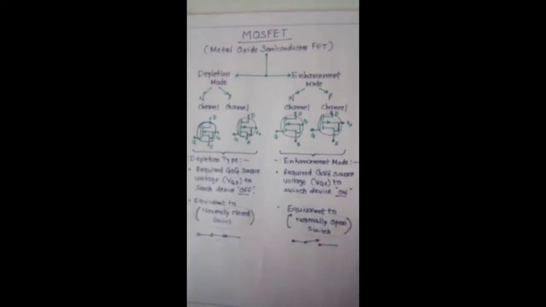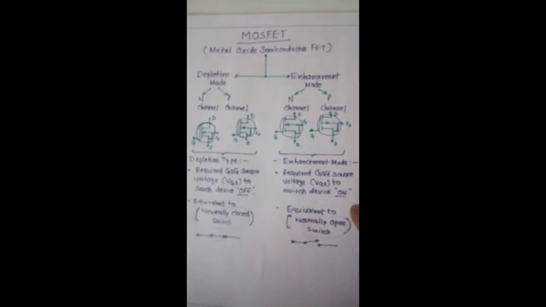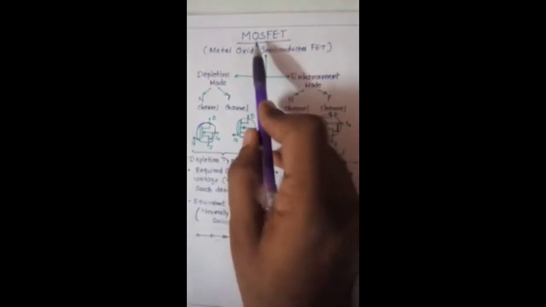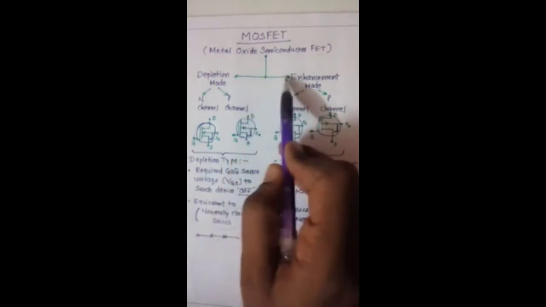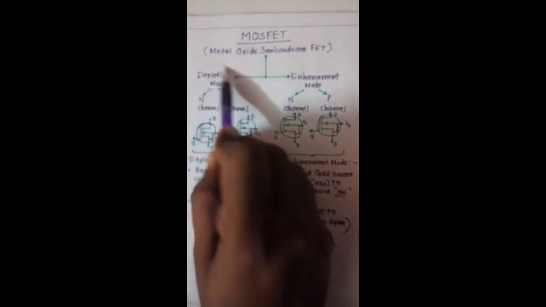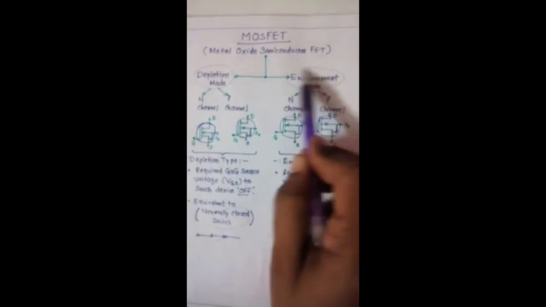Dear students, today we are discussing the MOSFET depletion mode MOSFET. In the previous video we discussed the FET. Basically FET has two parts: one is the JFET and the other is the MOSFET, or insulated gate field effect transistor. The MOSFET, metal oxide semiconductor field effect transistor, is basically of two types: one is depletion mode and the other is enhancement mode.